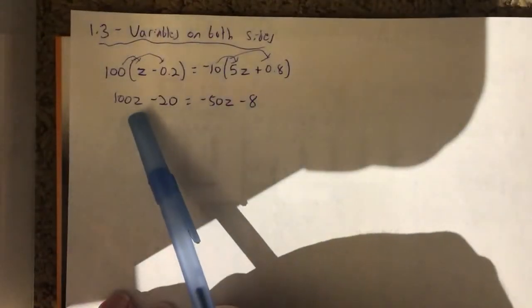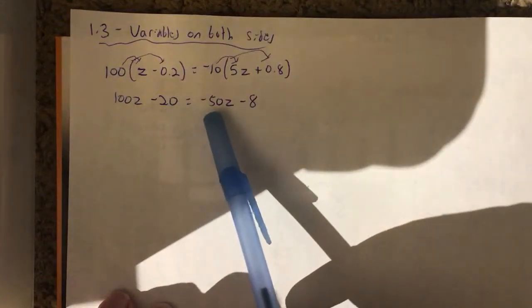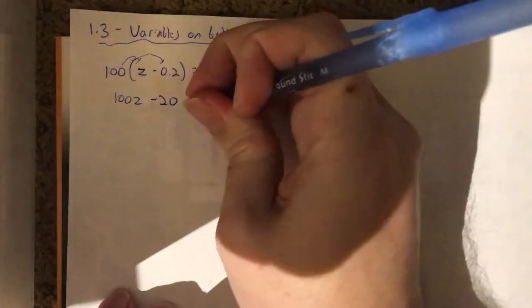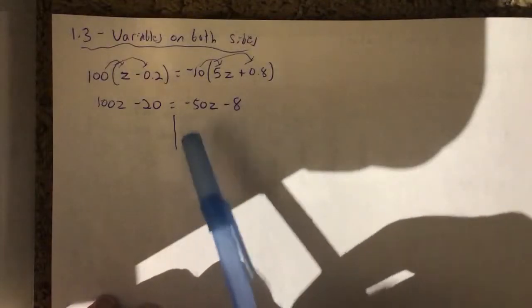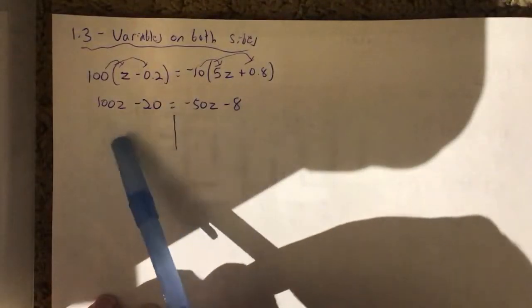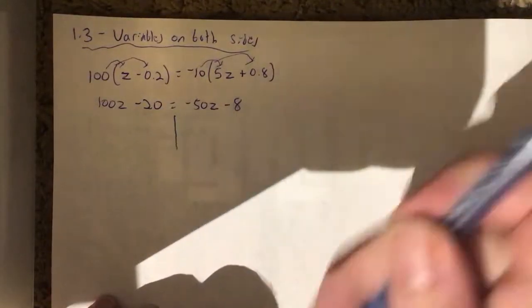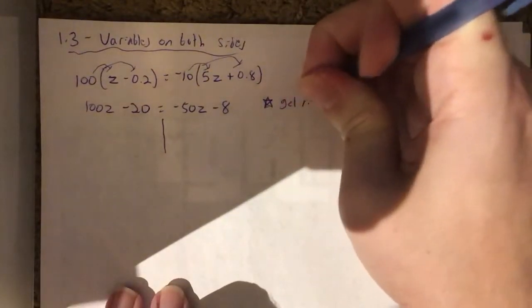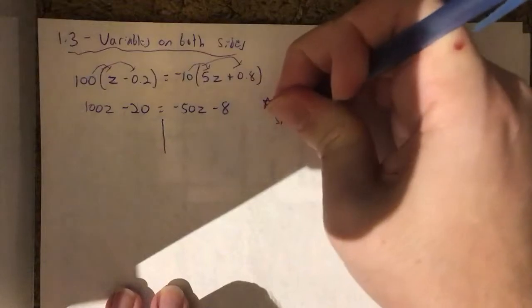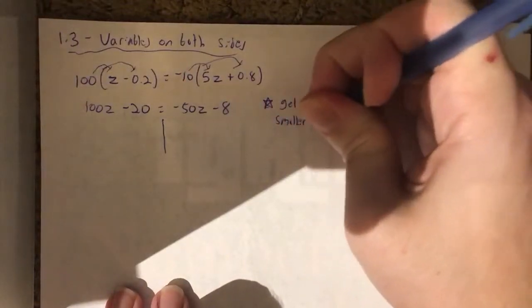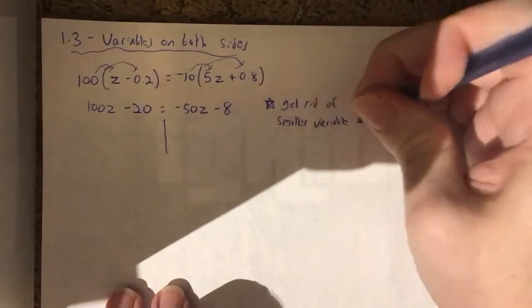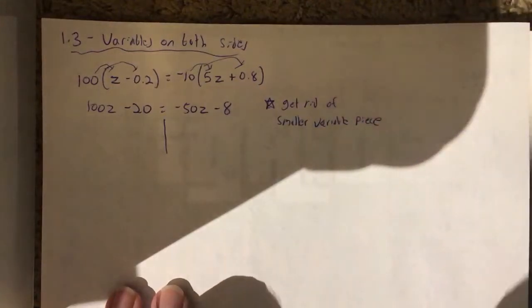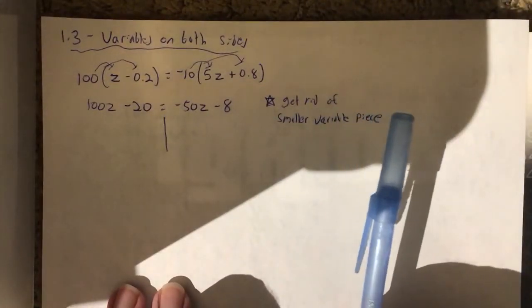So now I have 100z minus 20 equals negative 50z minus 8. Now I want to solve. It doesn't matter really which variable piece you get rid of, but my rule of thumb is you get rid of the smaller variable piece. This way you work with a positive number at the end. Then you don't have to divide by a negative.